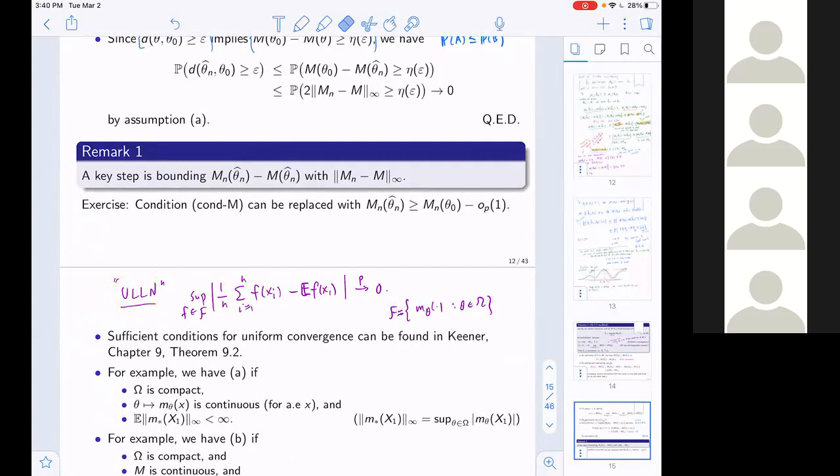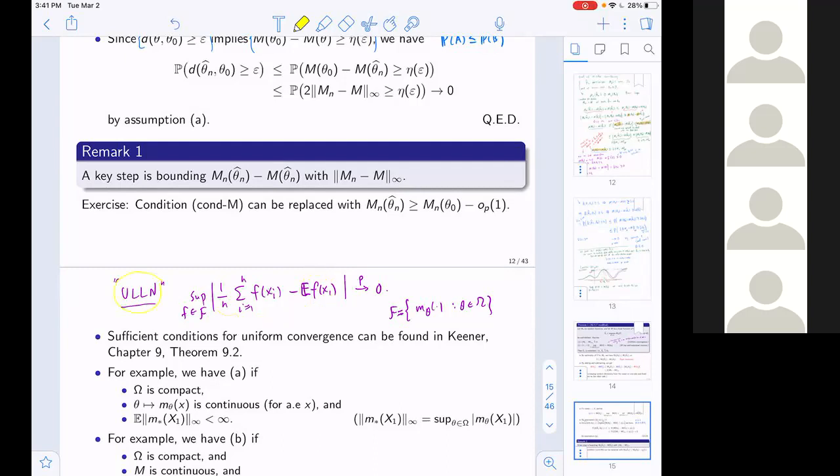So you have, let's say, an empirical average of a function f applied to x1 up to xn, and x1 up to xn are IID. Then this average is going to converge, for every fixed function, to the mean. That's the weak law of large numbers, assuming that the mean exists.